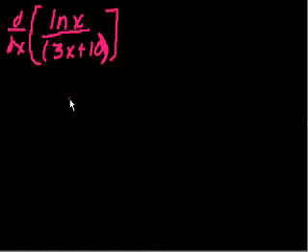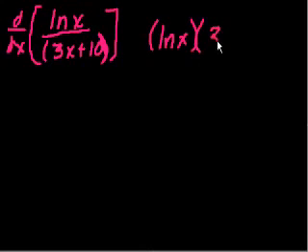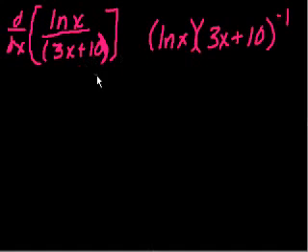So you could use the quotient rule if you took the time to memorize it, which I've never taught you because it's really just the product rule. So I like to just rewrite this as the product rule. Once again, we're taking the derivative, so I'm not going to keep rewriting this. This is the same thing as taking the derivative of the natural log of x times 3x plus 10 to the negative 1 power, right? 3x plus 10 in the denominator is the same thing as 1 over 3x plus 10, which is the same thing as 3x plus 10 to the negative 1 power.